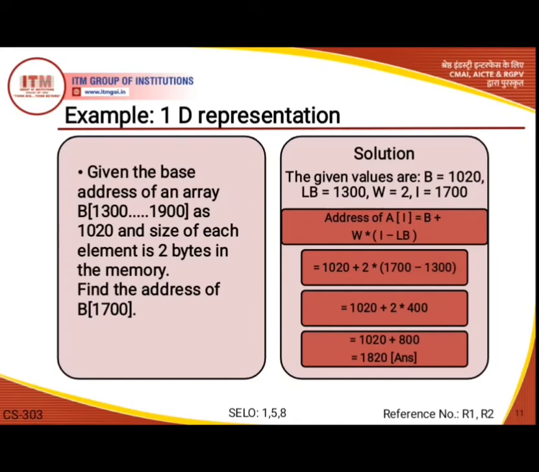Now we calculate this value. When we solve this bracket, we find 400, and then we multiply this by 2, and after adding these values we will find the final value of this ith address, that means the 1700 address. So it is 1820. That means the address of base 1700 in memory is 1820. Okay, so in this way we are able to find the address value of a one dimensional array.